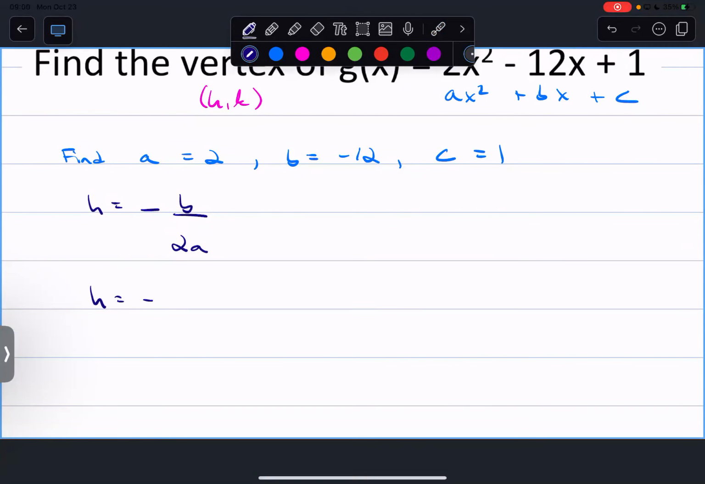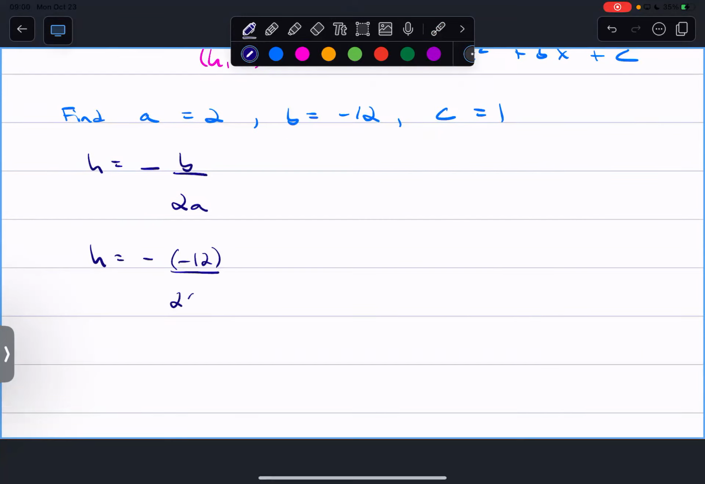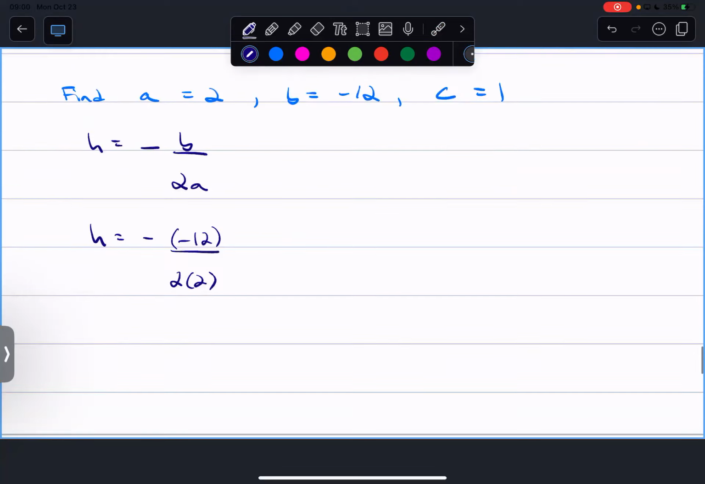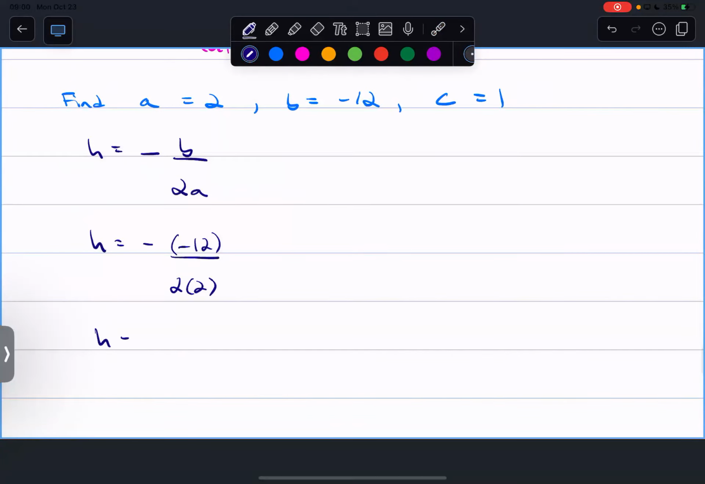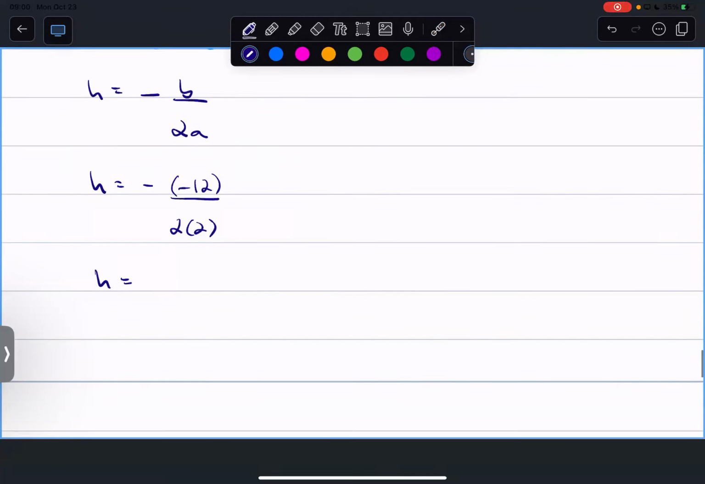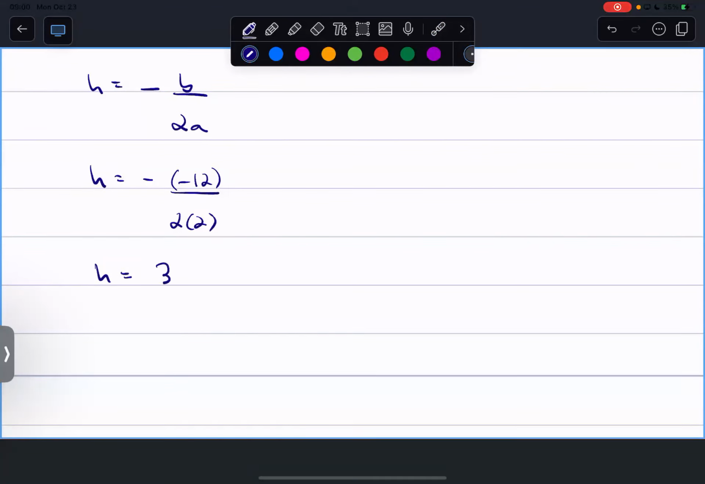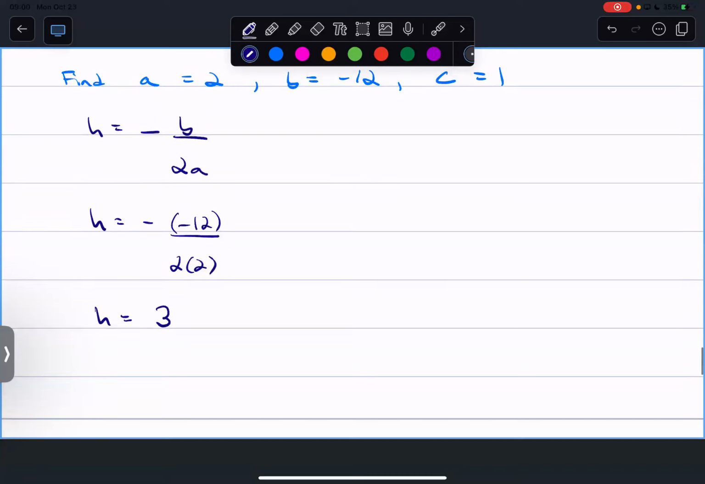Now we just plug and chug here. So negative 12 over 2 times 2, which puts me at h is equal to negative 12 is 12, and then divided by 4 is 3, yeah? 12 divided by 4. Sold. No complaints. All right.